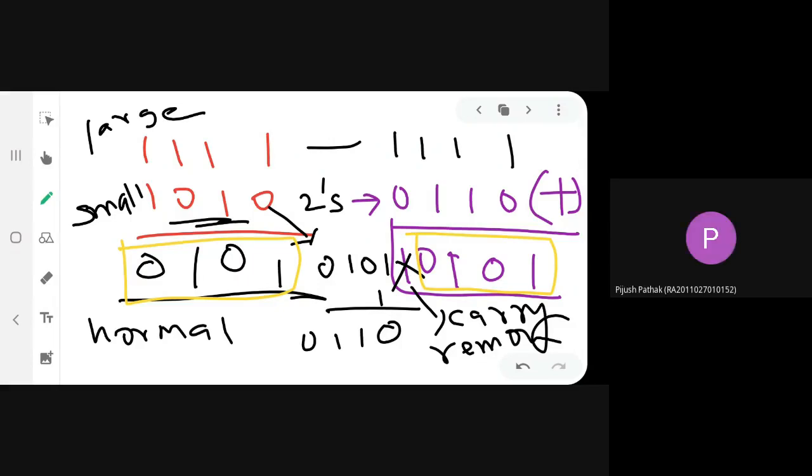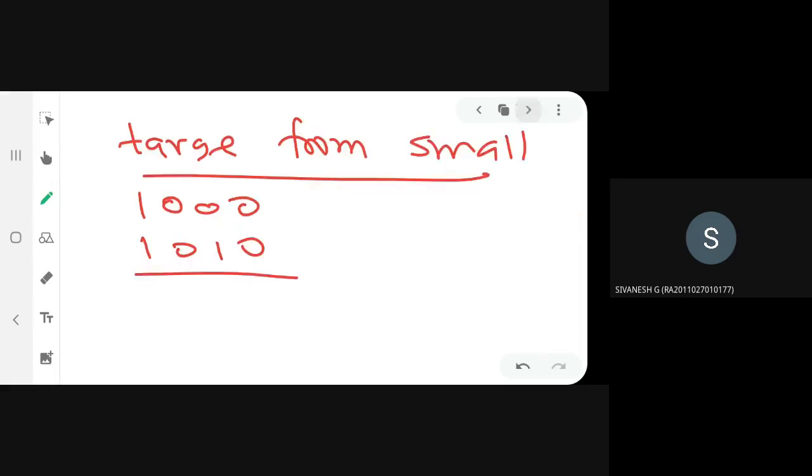So what is the procedure of subtracting a smaller number from a larger one using two's complement? The larger number should be written as it is, the smaller number should be taken as two's complement, and the carry should be removed.